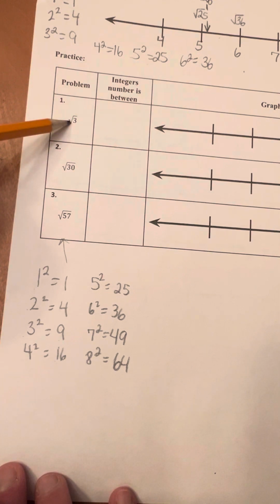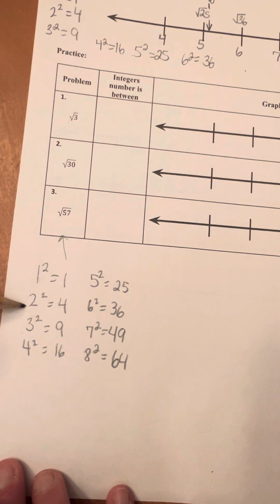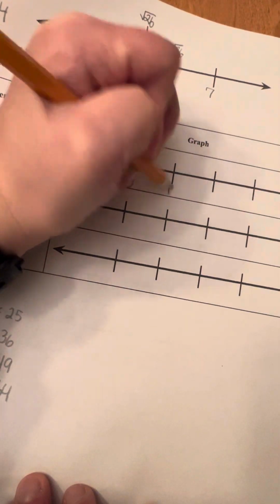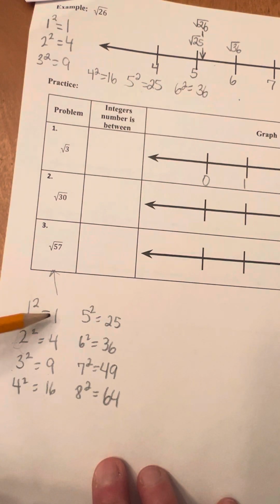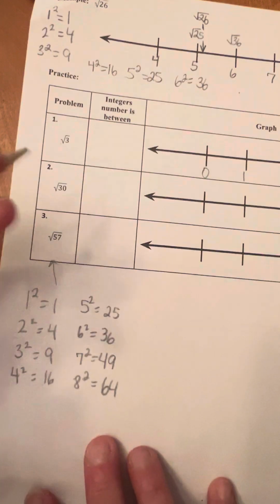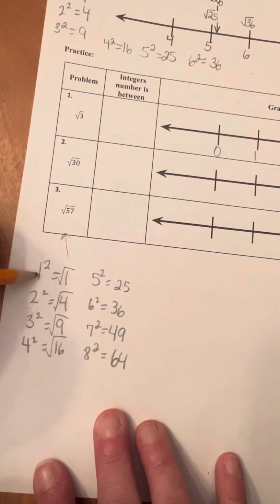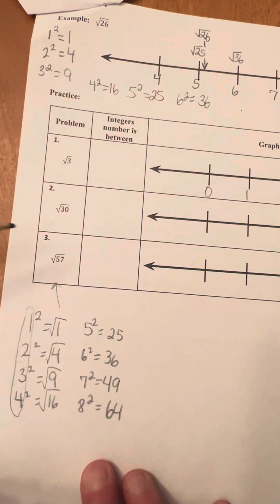So if I'm looking for 3, where does 3 fall in here? Well, there's 1, and then this is 4. So it's got to be somewhere between 1 and 4. That means the numbers that were multiplied would be 1 or 2. So I'm going to do a number line here: 0 right here, 1, 2, and 3. If I put the square root symbol on these, the results would be these numbers right here.